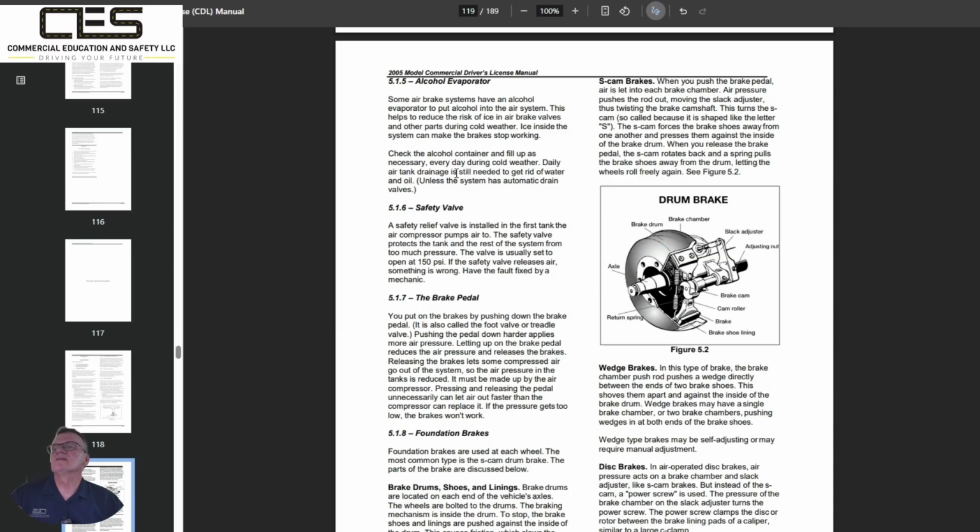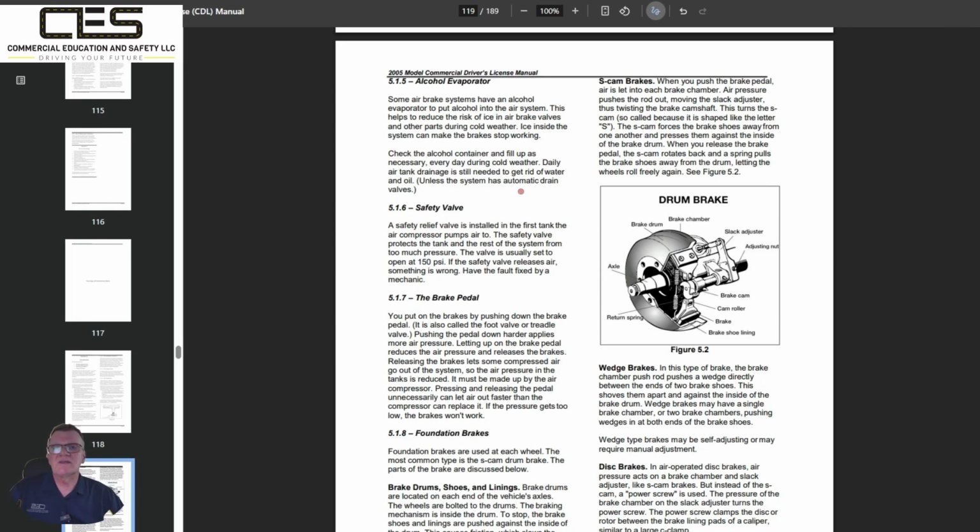Daily air tank drainage is still needed to get rid of the water and oil, unless the system has automatic drain valves. I'm sure they're out there. The newest truck I have right now is a 2023 Freightliner Cascadia. It doesn't have it. You still have the manual drains on them.